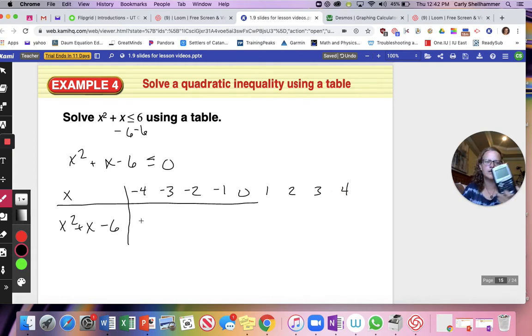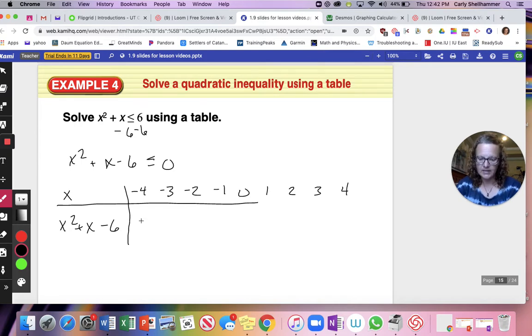What's really cool is, if you've got your graphing calculator out, I'm going to show you a little trick of how to do this quickly. I know you guys can do this math. This isn't difficult math, but as things get more difficult, you can learn a trick. So I've got my calculator open, and I'm going to type in x squared plus x minus 6.